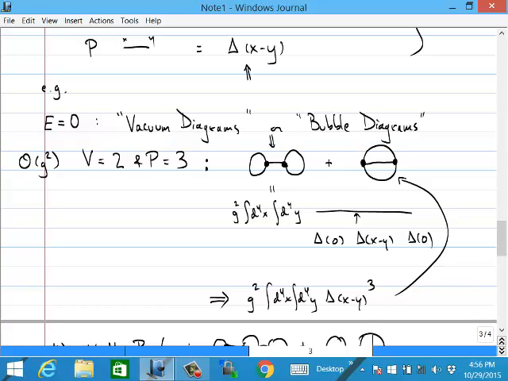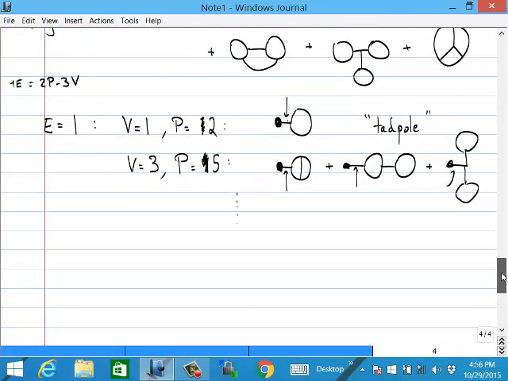Things get a little bit clearer if you think about more complicated interactions. So for example, if you want to study E equals 2, then the simplest term has V equals 0, and P equals 1. What is that term? Well, that's the term that we've met already. It's this term right here. That's order g to the 0. There are no terms at order g to the first power because V comes with an odd number in front of it. So the next term happens at V equals 2.